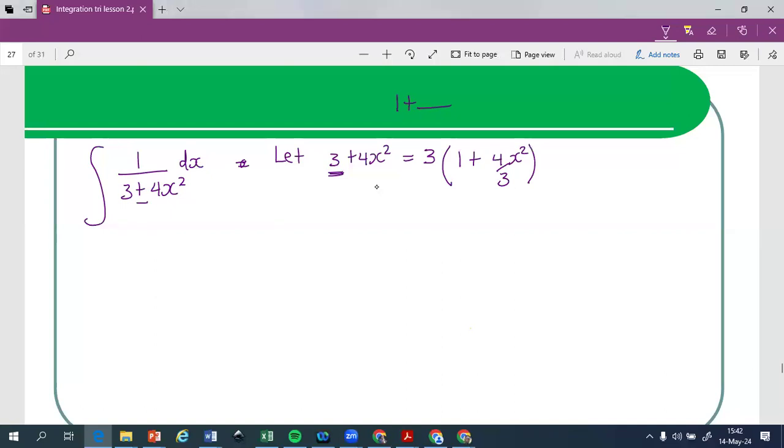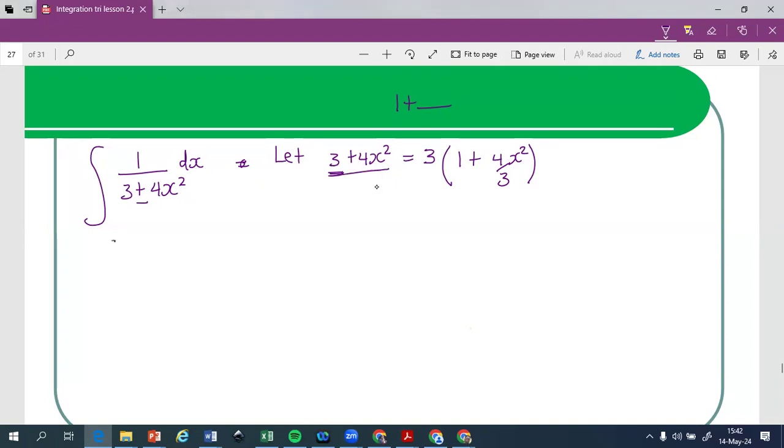Members, is that fine? That step fine? Are we together how we have factorized out the 3? Yes. Because when you bring back the 3 inside, you come back to the same thing.